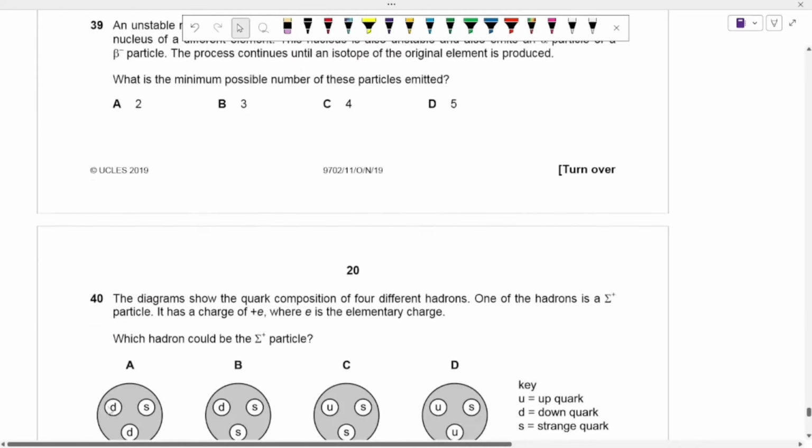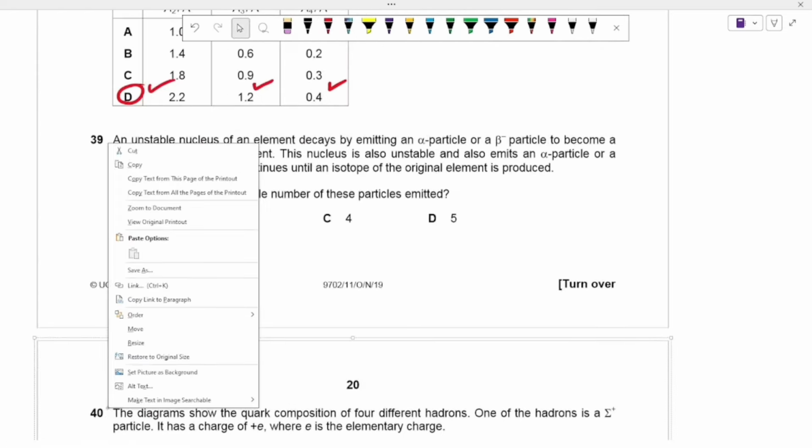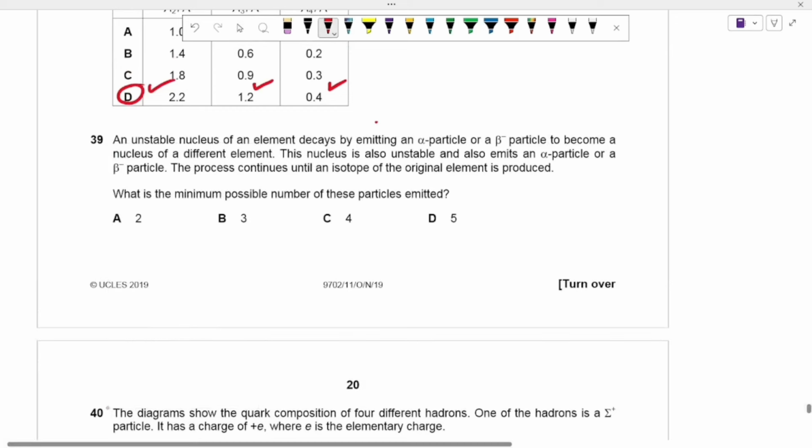Moving on to 39. An unstable nucleus of an element decays by emitting alpha particles and beta particles to become the nucleus of a different element. It is also unstable and emits an alpha particle or a beta particle. The process continues until an isotope is produced.